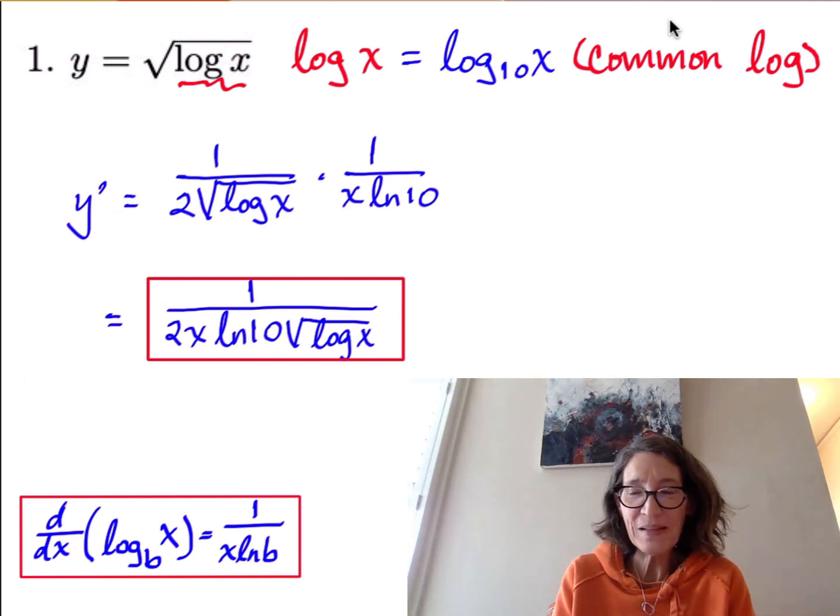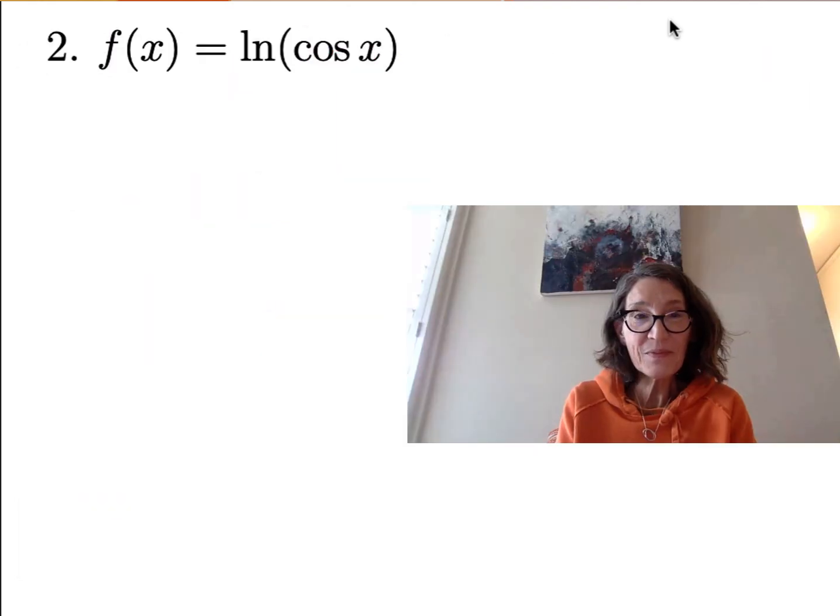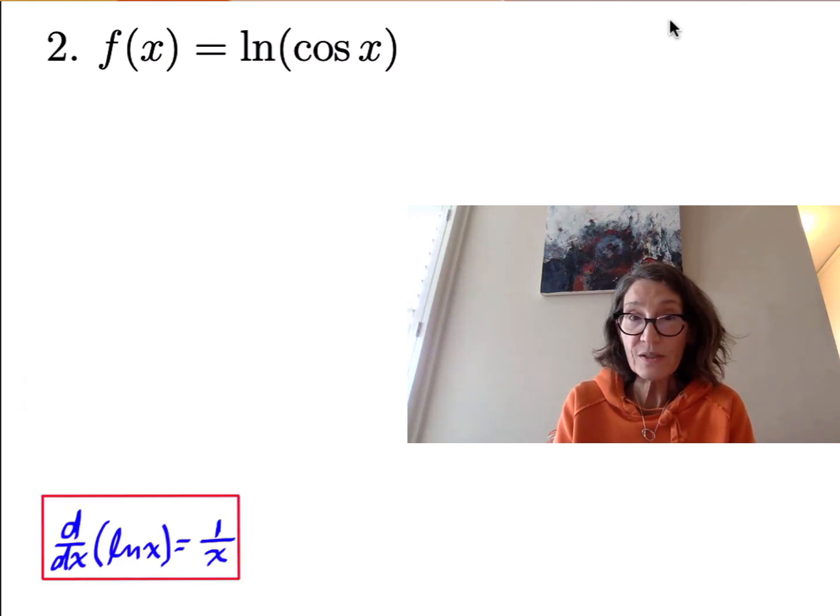All right, let's do another. In this one, we're going to differentiate f of x equals the natural log of the cosine of x. So we're going to use the second differentiation rule that we just got. d dx of natural log of x is just 1 over x. But we also have to use the chain rule because we have an inside function. It's not just x, it's the cosine of x.